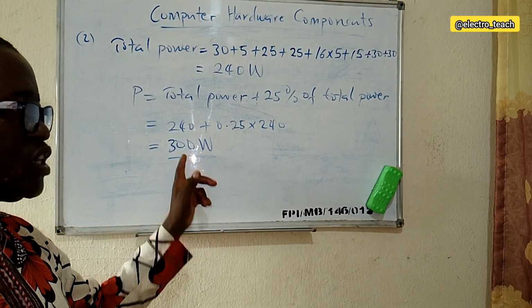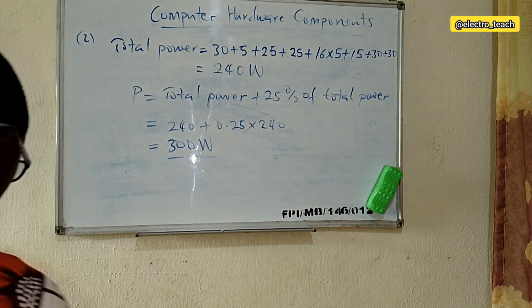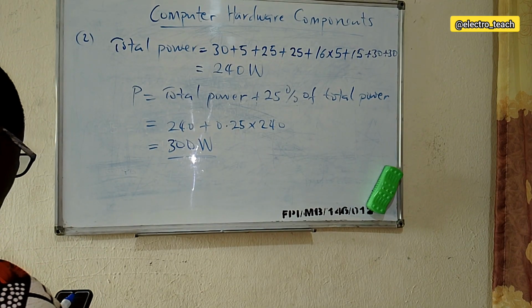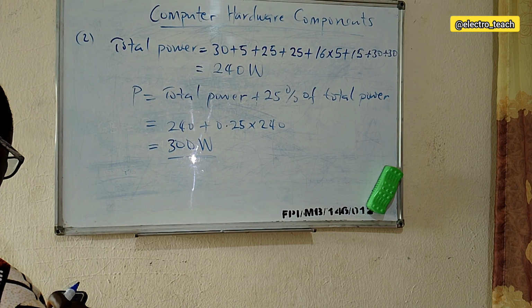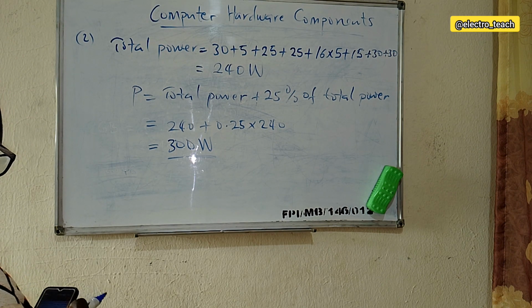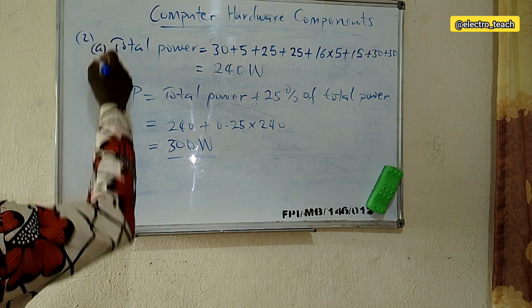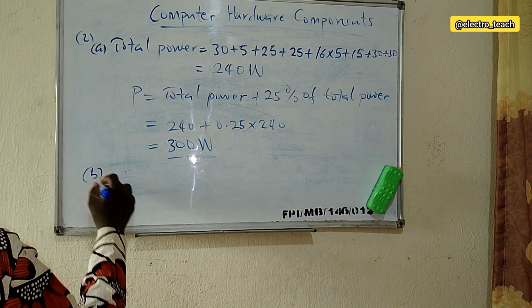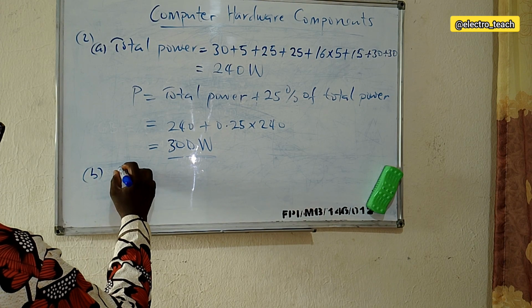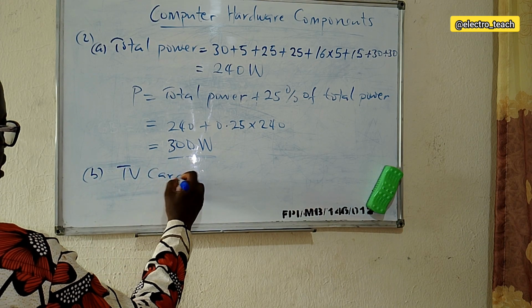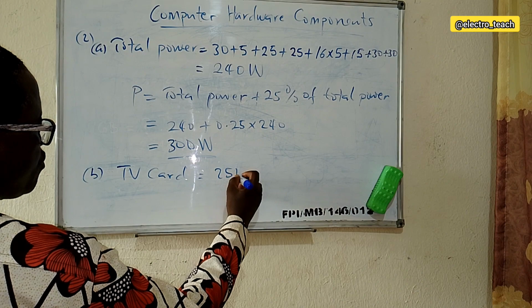So we are going to use 300 watts. That is for the first question. So the answer to the first question is 300 watts, question A. Then question B, they say we are going to install a TV tuner card. Question B requires a TV tuner card of 25 watts. TV card, and the wattage is 25 watts.